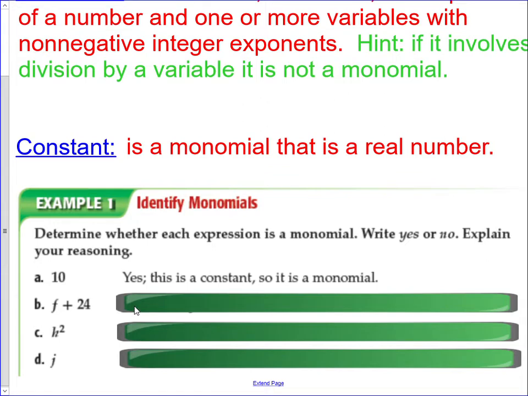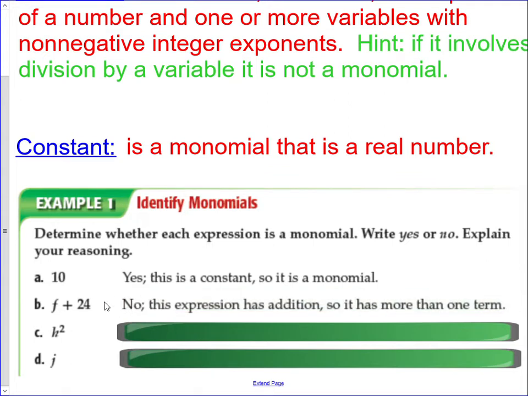The next one says f plus 24. Well, f plus 24 involves addition, not multiplication, so no, this is not a monomial. It's actually an addition problem involving two monomials, and we'll talk more about expressions like this in the near future.